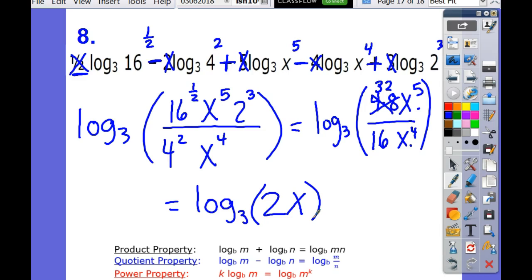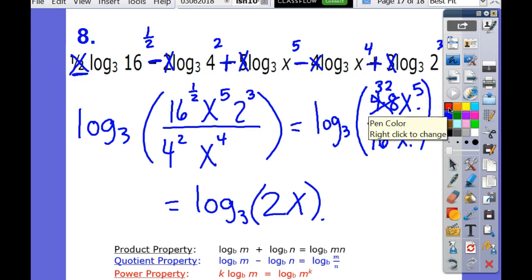Can you believe that ugly thing that we started with reduced all the way down to log base 3 of 2x? Do you see that if you can reduce it all the way down to log base 3 of 2x, if that's equal to some number, then it's going to be a whole lot easier to solve than it was in that form over there. I was wondering if anybody had that question.